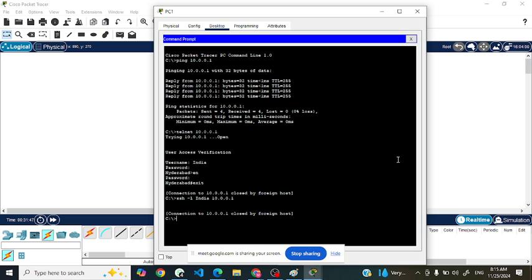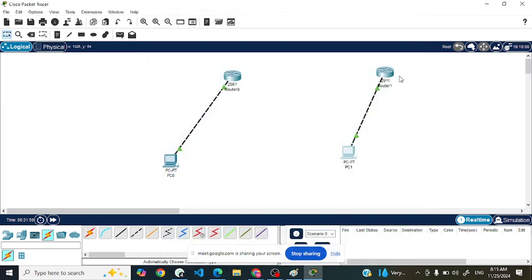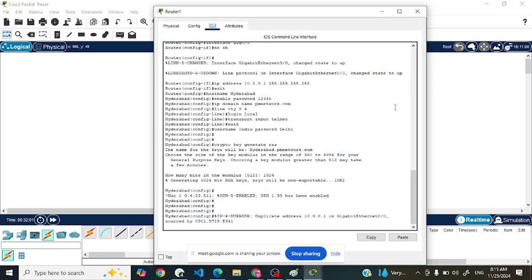Abdul, did you get the point? Yeah, because we have to configure separately, or we have to configure like all, right? Yes. So let me give here transport input all.